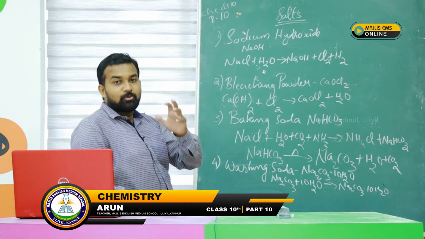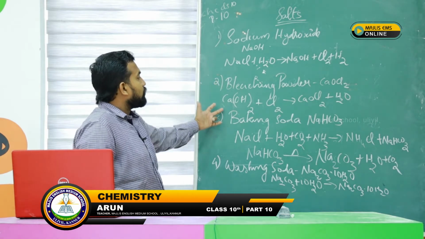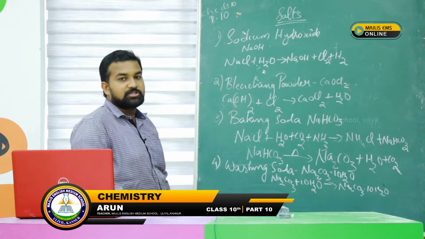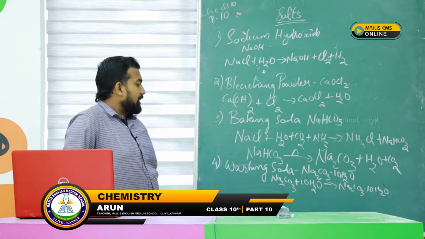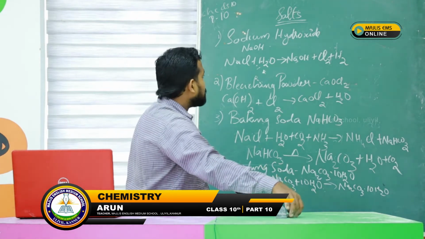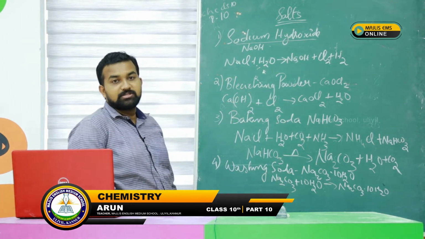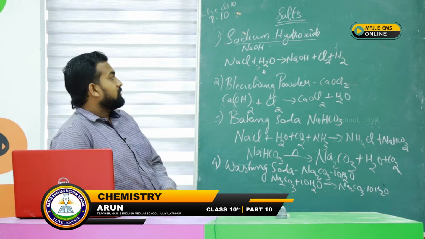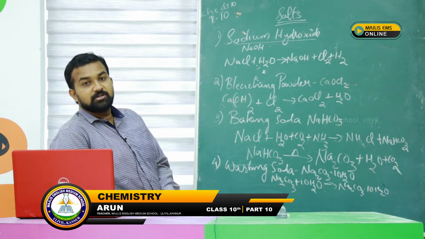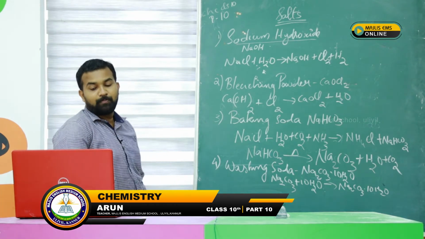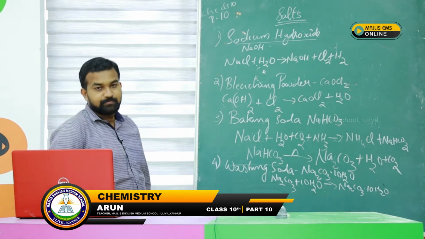They are sodium chloride, which we have discussed before itself. Then sodium hydroxide, bleaching powder, baking soda and washing soda. Okay, so sodium hydroxide, it is NaOH. We have to study the properties and uses of sodium hydroxide.